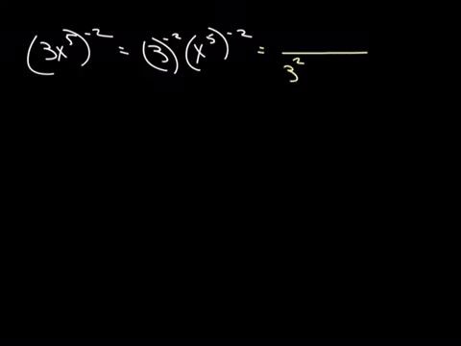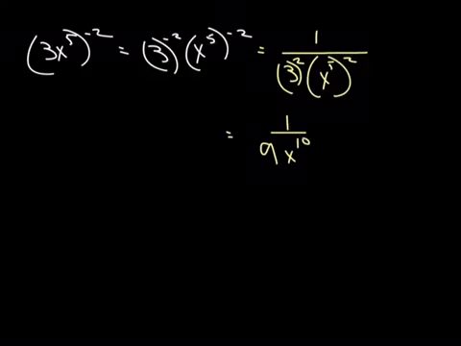And when I put them in the right place, the negative comes off. Nothing on top, so we put a 1 up there. So that gives me 1 over 3 squared is 9, x to the 10th power.